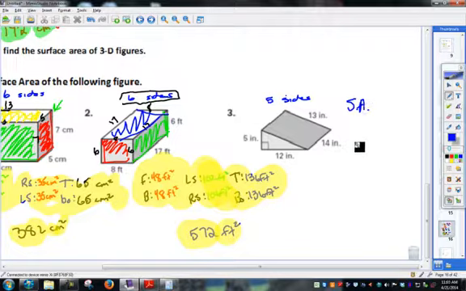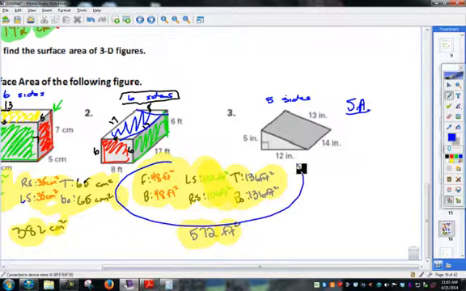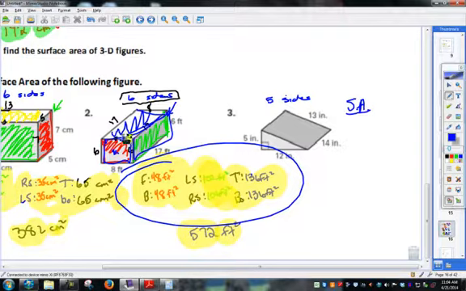Okay, this is where you guys just become, what I said, like robots. You just get in the habit of doing this every time. Front, back, left side, right side, top, bottom, and then you get confused. Okay, don't become a robot. Understand what you're doing. By doing this, we're just finding the area of each face. We're finding the front face. We're finding the area of the back face. We're finding the right face and the left face. And then we find the top and the bottom.